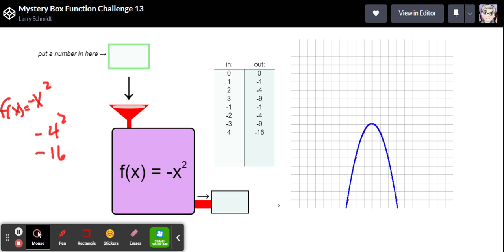Well, how did that go for you? Did the upside down part throw you for a loop, or did you see that this was just going to be a -x squared early on?